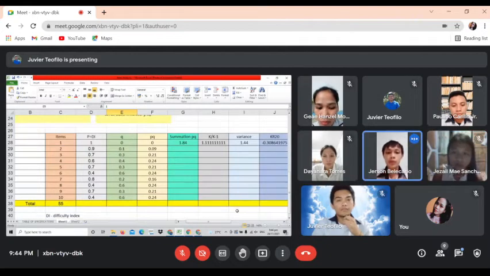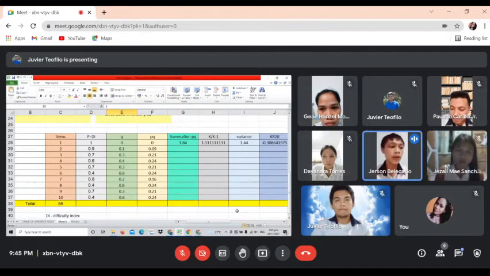Okay, thank you, Ma'am Giselle. The first column is the items or the questions. The second column is the difficulty index. The formula of the difficulty index is equal to the number of students who got the correct answer over the total number of students. For example, in question number one, all students have the correct answer. 10 over 10 is equal to 1, and so on.